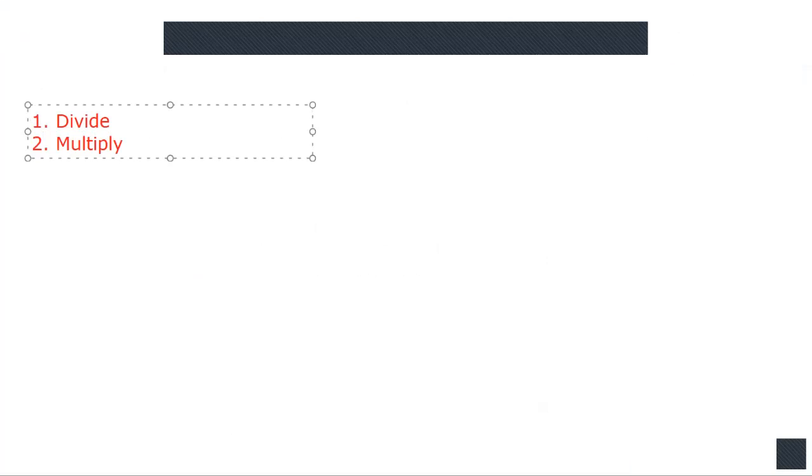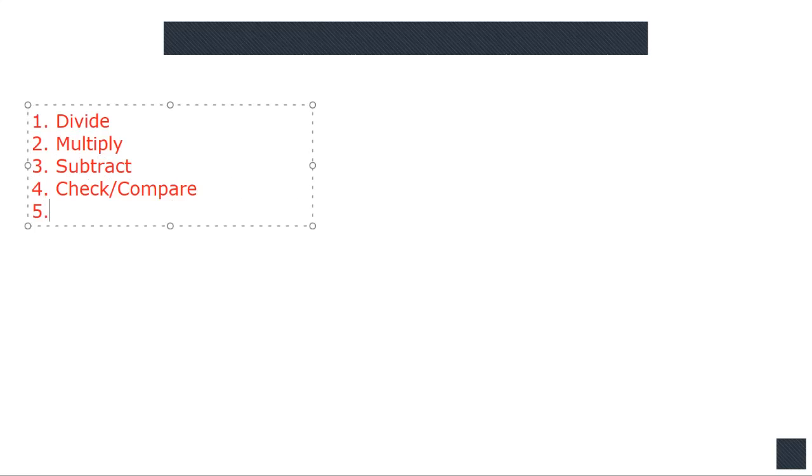First, we have divide. Then we have multiply, the number that you just divided in your quotient. Then we have subtract. Then we have check or compare. Five is bring down.